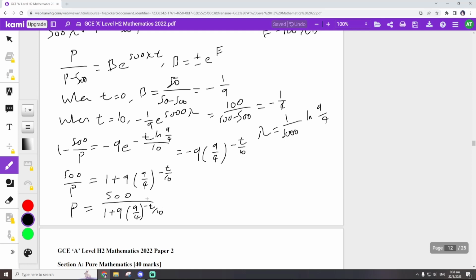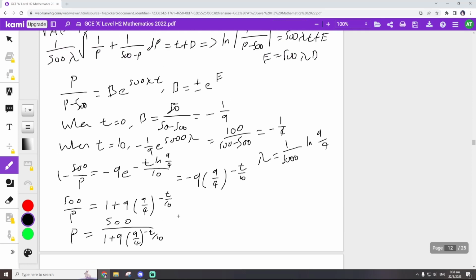And you can verify for yourself that when t is 0, p is 500 divided by 1 plus 9, which is 50, and when t is 10, p is 500 divided by 1 plus 9 times 9 over 4 to the negative 1, which is 4 over 9, so 500 divided by 1 plus 4, which is 100. Okay, so this is the solution. It's very nice, although many people are telling me that's actually very ugly, maybe because they didn't simplify the exponential terms.